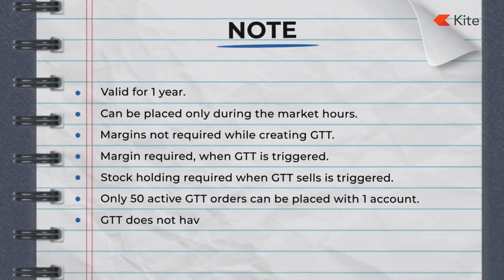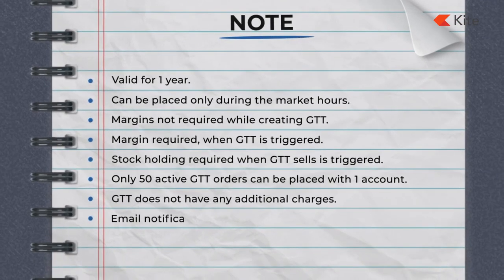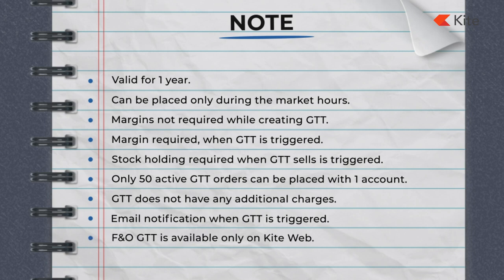There are no additional charges for using the GTT feature. You will receive an email at your registered email address when your GTT is hit and your order is placed on the exchange. And currently, GTT for F&O is available only via Kite Web.